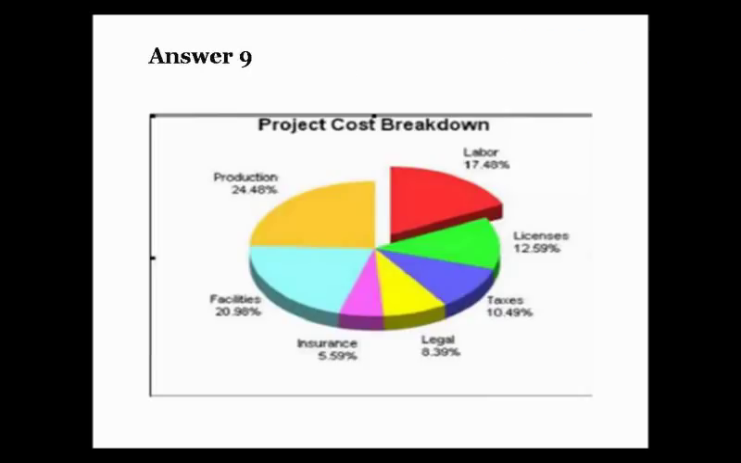The pie chart gives information about the project cost breakdown. To begin with, we can see that there are categories in comparison, which are labor, license, taxes, legal, insurance, facilities, and production. According to the graph, the largest proportion goes to production with a figure of 24.46%, while the smallest proportion goes to insurance with a figure of 5.59%. Last but not least, for the rest of the categories, the numbers are ranging from 8.39% to 20.98%. In conclusion, this is a very interesting graph, and in order to get more information, we need to further research on that.